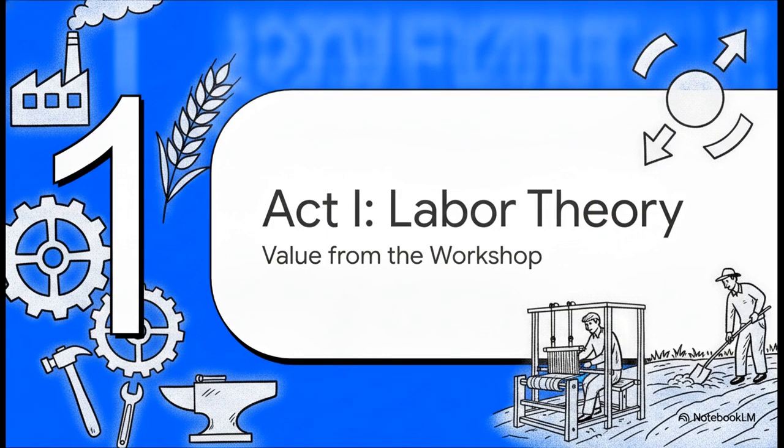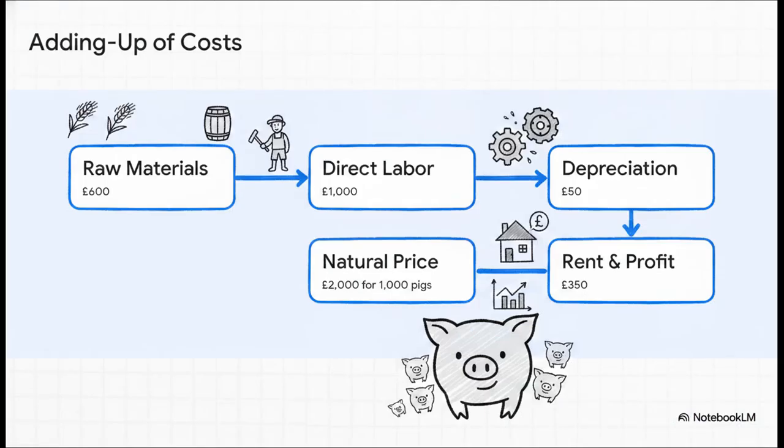To solve this mystery, we enter Act 1, the labor theory, looking for value directly from the workshop. So our first group of economic detectives, the classical economists, figured value was created strictly on the production side. Let's look at how Adam Smith approached this with what he called his adding up of costs method.